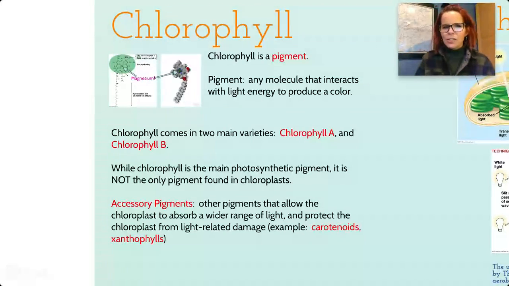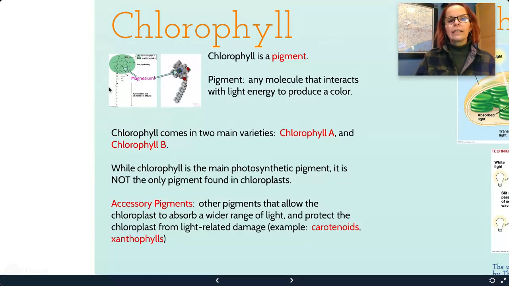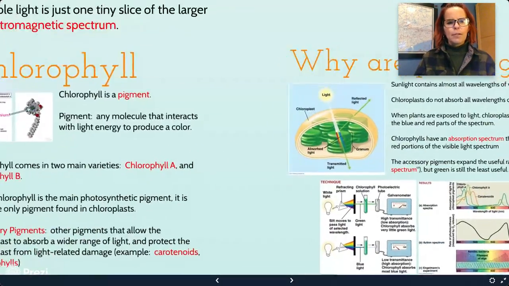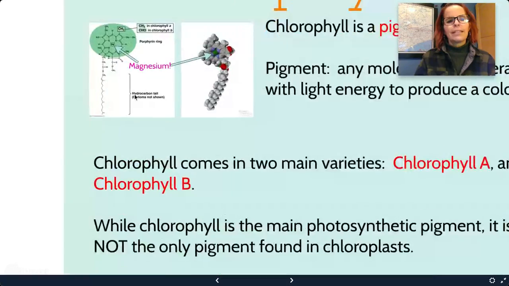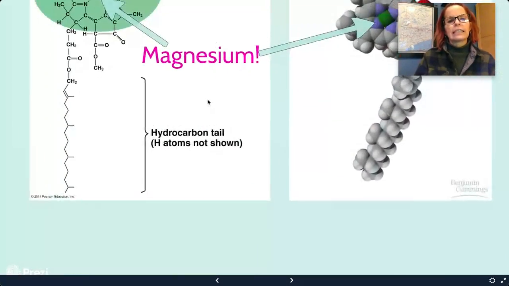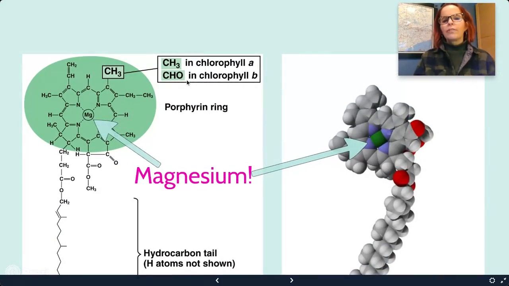Chlorophyll comes in two main varieties, chlorophyll A and chlorophyll B. Let's close up on this image here really quickly. So this is chlorophyll A and chlorophyll B.